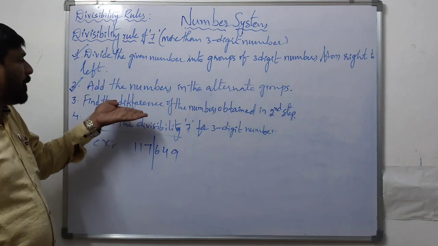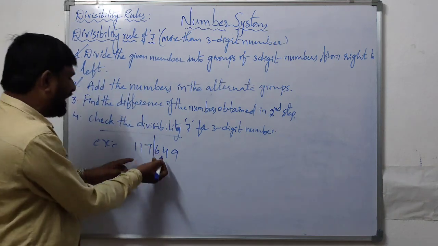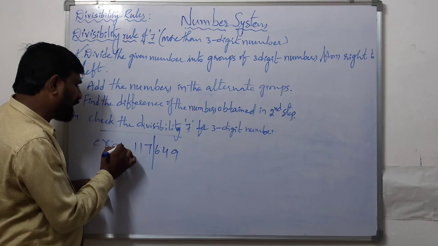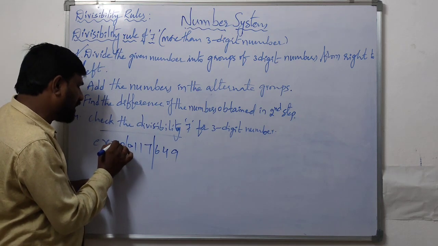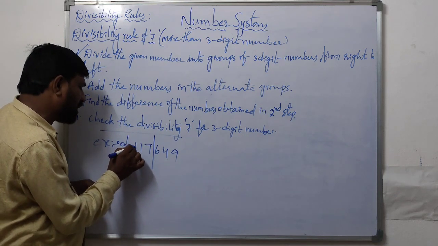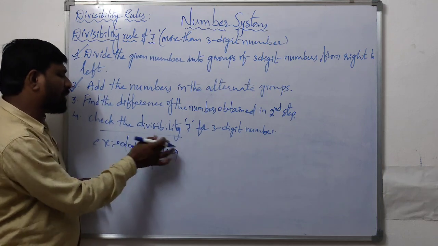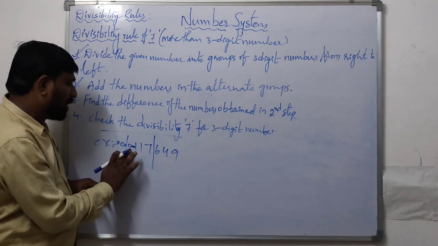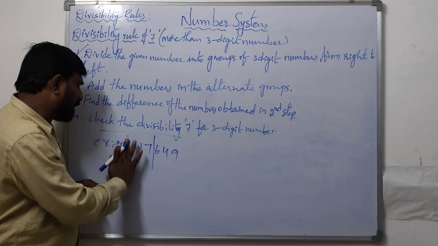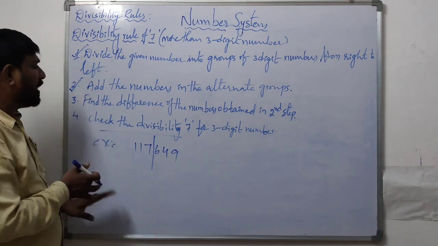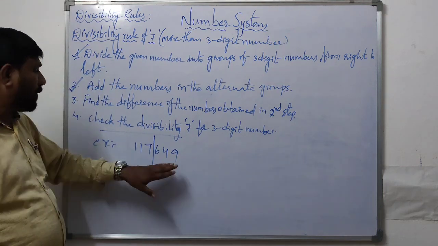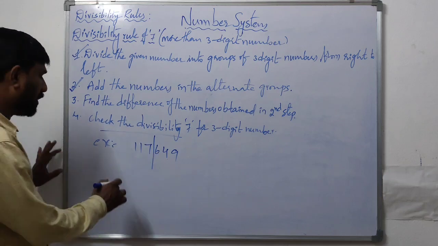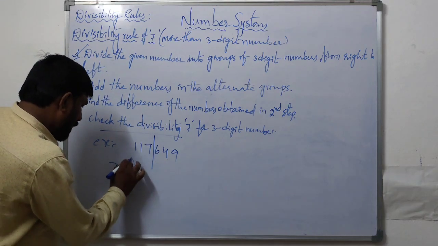Now we need to find the difference of the numbers obtained. If you want, you can take 0, three zeros, here; if you add, you will get the same number, so no need to worry about it. Here only 2 groups are there, so we need to find the difference of these 2 groups.